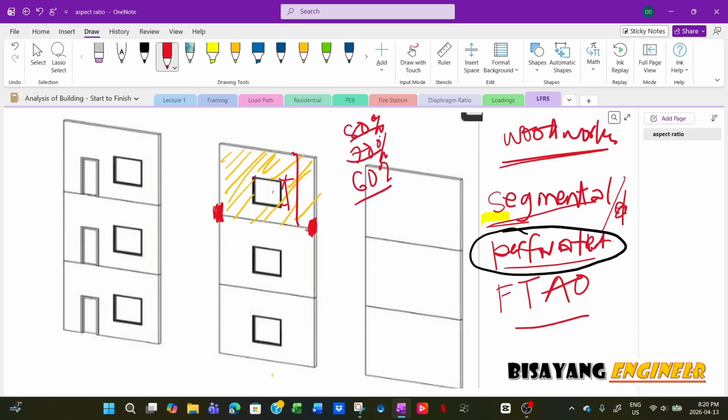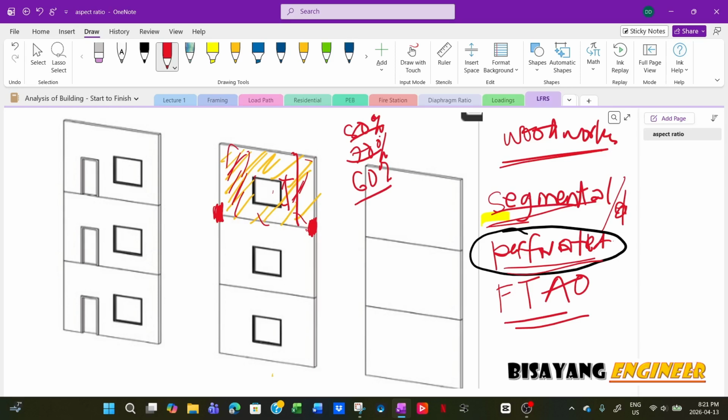So that's perforated, and this is more of an experiment by a Japanese engineer. I've never seen that method used in concrete. Maybe other engineers used it in concrete shear wall analysis, but this is so far what I've read. This is only for wood shear wall. And to be honest, I've never used that specific method. I only use segmented and force transfer around opening.